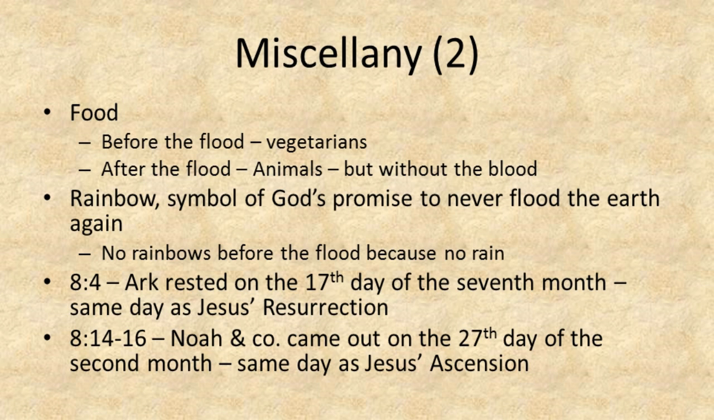You have the rainbow, the symbol of God's promise to never flood the earth. There was no rainbow before the flood because there was no rain. So you didn't have that curtain of water coming down. There was a mist that came up, but you didn't have that curtain of water coming down that creates a rainbow. So God didn't have to change physics or the way light can be separated into colors. The rainbow just came about because there was rain.